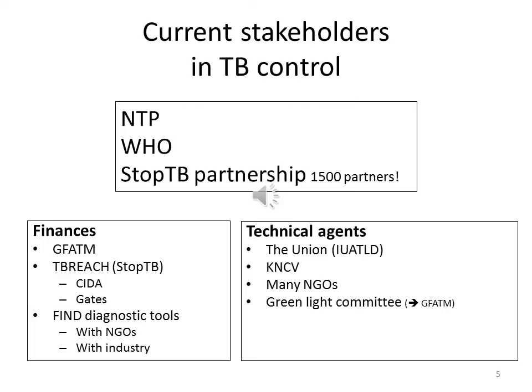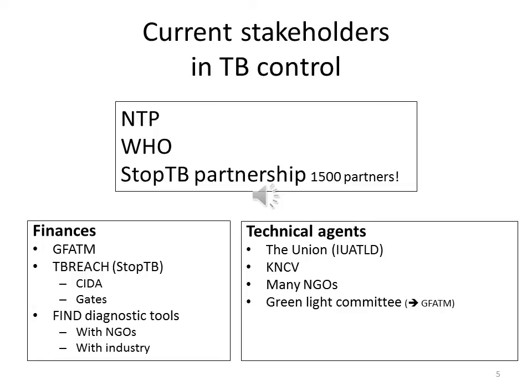There are many stakeholders in tuberculosis control. National programs are the most important stakeholders, and most of them are members of the Stop TB partnership that is hosted by the WHO and has 1,500 partners. Finances in national programs should ideally be covered by the governments themselves, but some activities need extra funding. The Global Fund to Fight AIDS, Tuberculosis and Malaria supports many programs after applications.